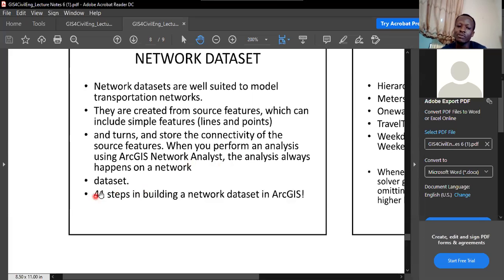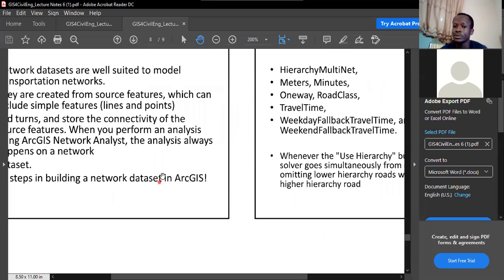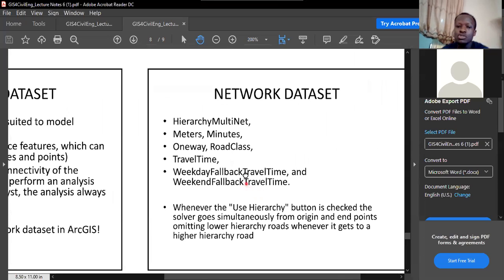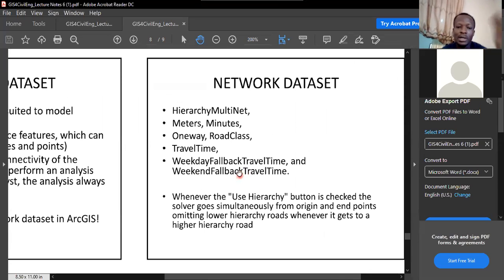Now, take note of this. 41 steps in building a network dataset in action. I should tell you that building a network dataset is not trivial. And some of the attributes I'll still keep talking about: more hierarchy, multi-net, meters, minutes.